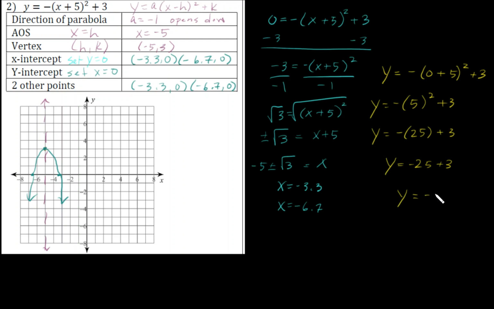So y equals -22. We can't graph that, but I'm just going to include it: (0, -22). And we have our completed chart and our parabola. Okay, good job, guys.